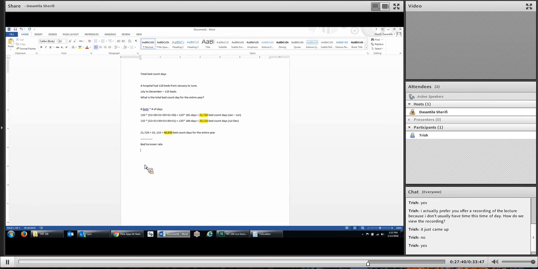So this one is not a percentage. Let me clarify, because most of the numbers we work with usually are percentages, but bed turnover rate is not a percentage. So let's look at an example. Let's say that XYZ hospital has 100 beds. I'm just going to pull some easy numbers here. And then let's say that we're working with the second quarter, which is from April to June, right? This is the second quarter.